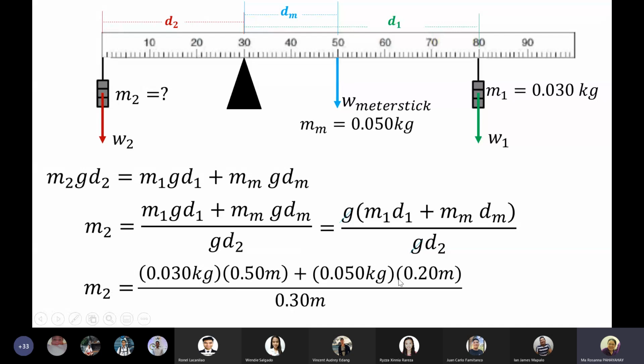And if we substitute the given, what will be the answer in this problem? Okay, I'll just answer it. The answer is 0.83 kilogram. The mass here should be 0.83 kilogram to balance the system. If you place 0.9 here, definitely the system will not be balanced.